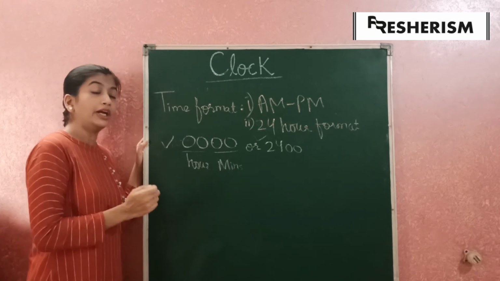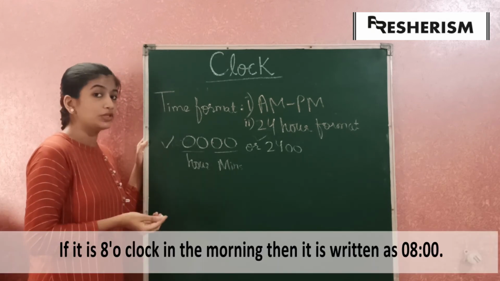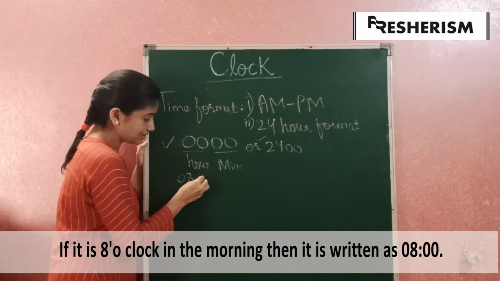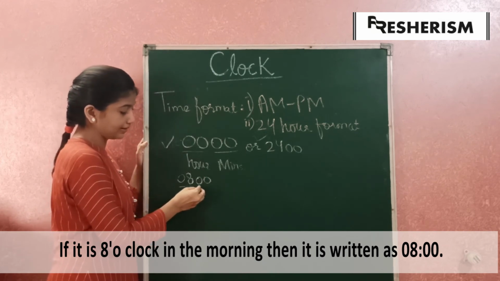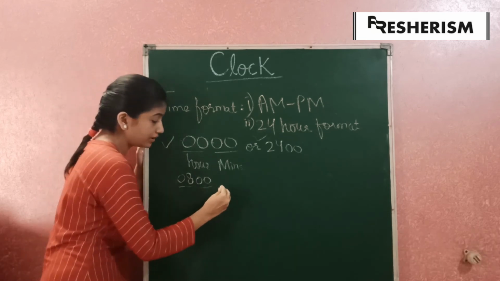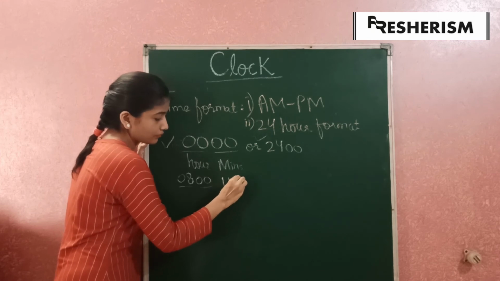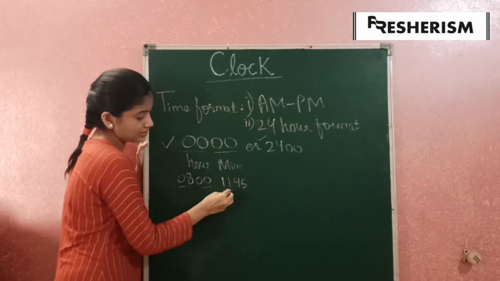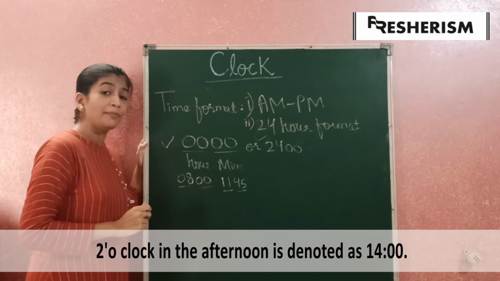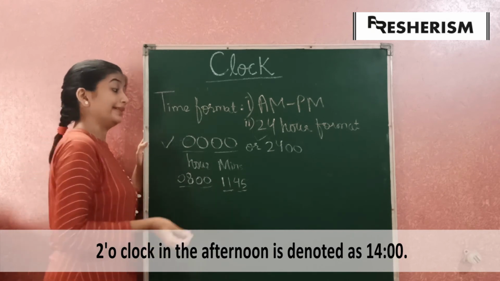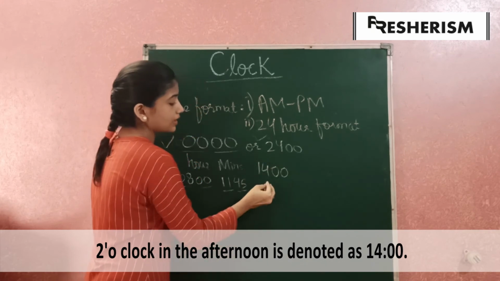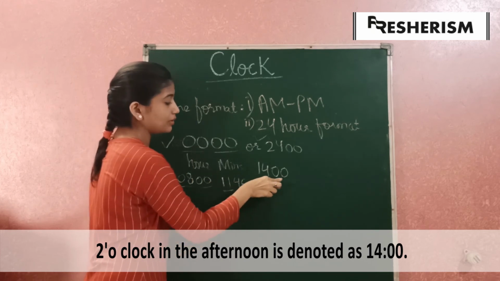Suppose it is 8 o'clock in the morning, then it is written as 0800. So it shows 8 hours and 0 minutes. Suppose it is 11:45 in the morning, so it is written as 11:45, where the first part shows the hour and the second shows the minutes. Suppose the time is 2 o'clock in the afternoon, then it is written as 14:00. This 14 shows 2, and 0 minutes.